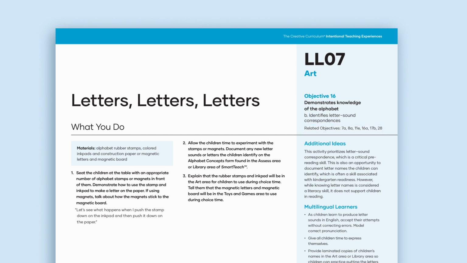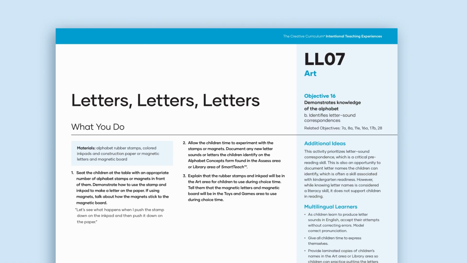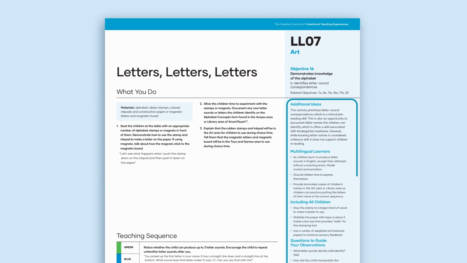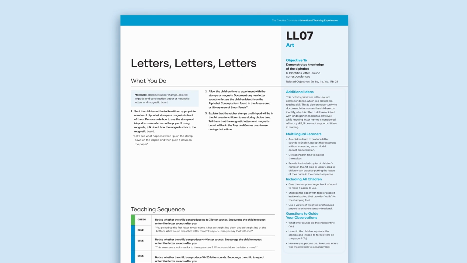In the section labeled What You Do, you'll find a list of any materials you'll need to gather to implement the activity, as well as the activity steps. In the blue column, on the right side, you'll find ideas for supporting multilingual learners, small adaptations for making sure the experience is accessible for all children, and questions that can guide your observations of children while they're engaged in this experience.